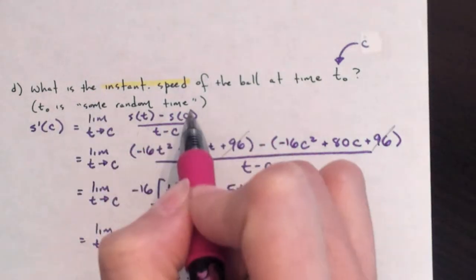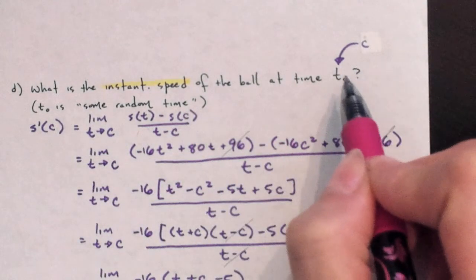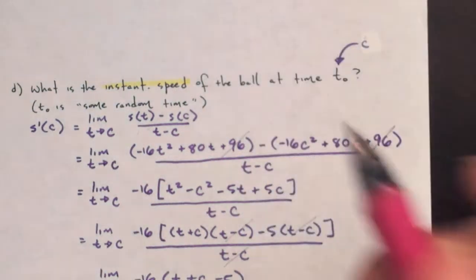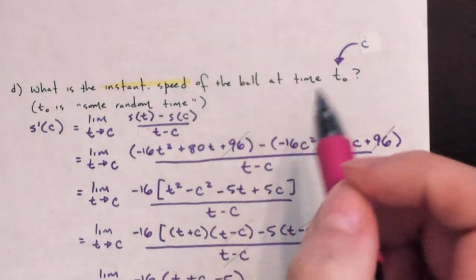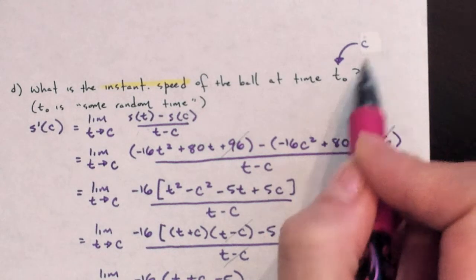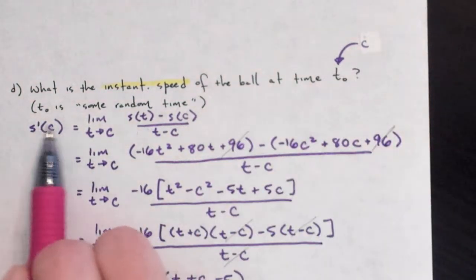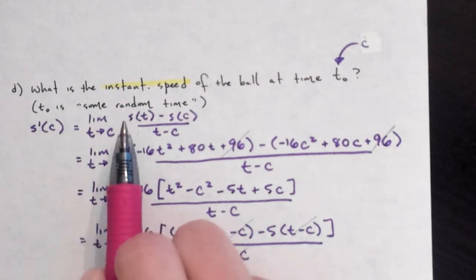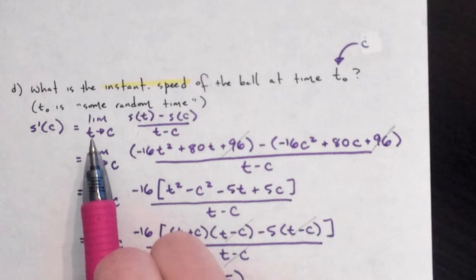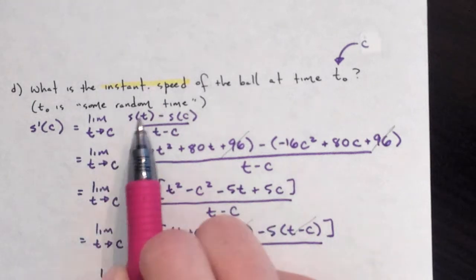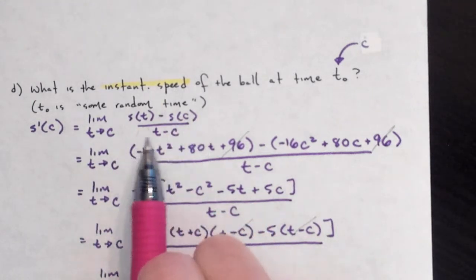So I wrote it in here, okay? And I said, instead of t sub 0, I want to use another letter because I'm lazy and I don't want to write t sub 0. So I'm going to write c instead. What I'm trying to look for is the derivative, and that's the limit as, this is my x value, so t goes to some random time c. And it's going to be s of t minus s of c all over t minus c.